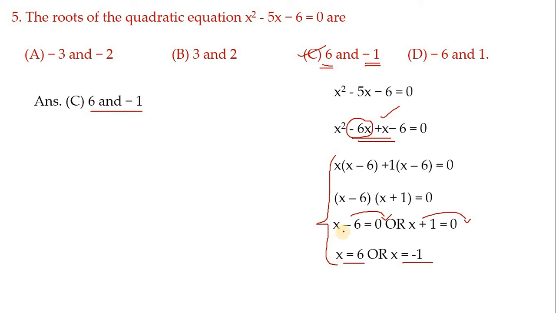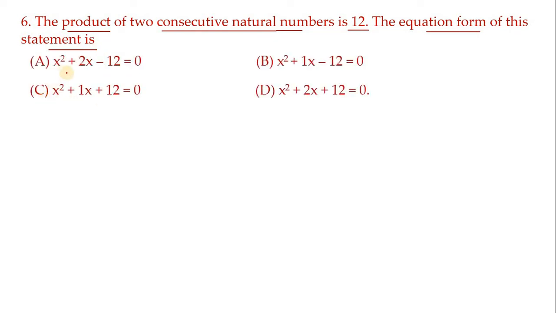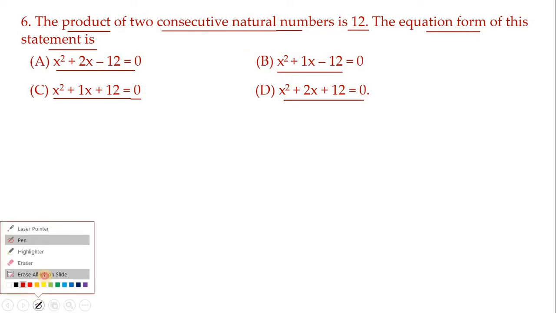Next, move on to another problem. The product of two consecutive natural numbers is 12. The equation form of this statement is: x square plus 2x minus 12 equals 0, x square plus 1x minus 12 equals 0, x square plus 1x plus 12 equals 0, x square plus 2x plus 12 equals 0. So now understand the problem.